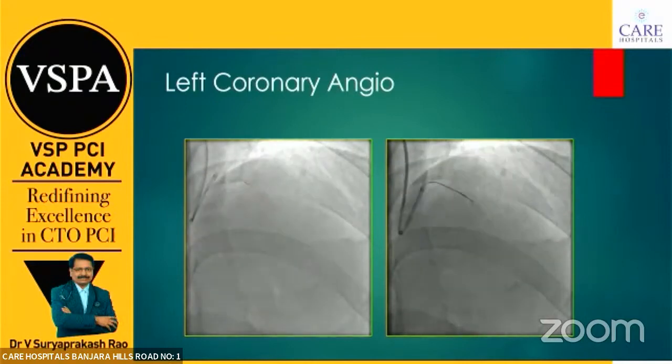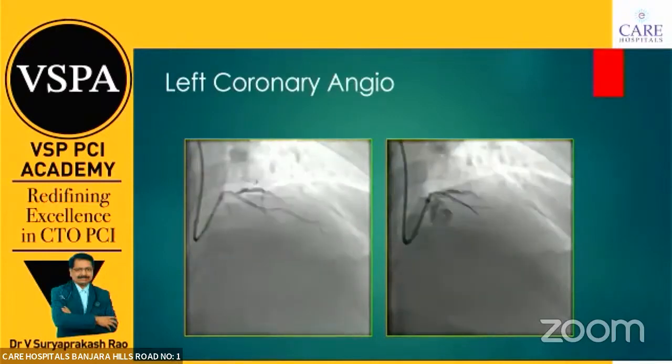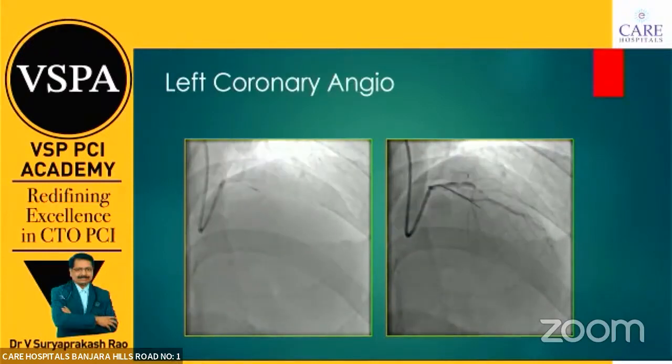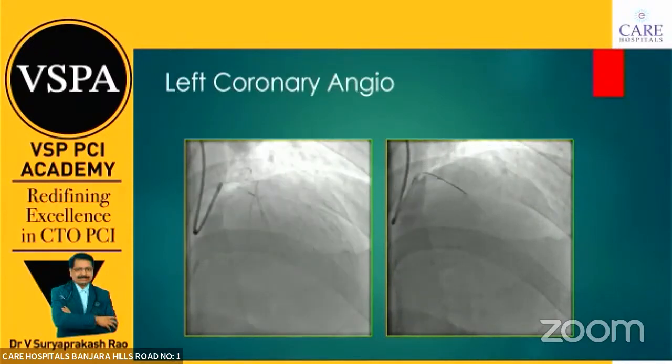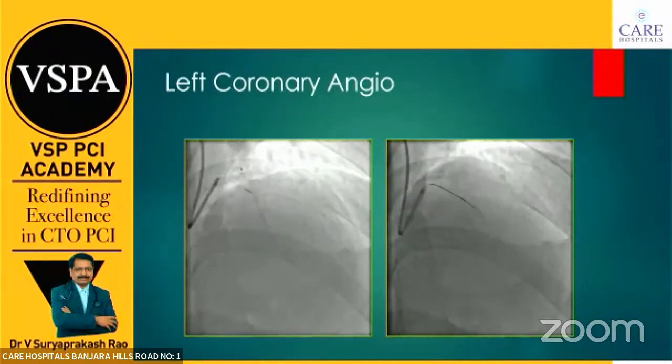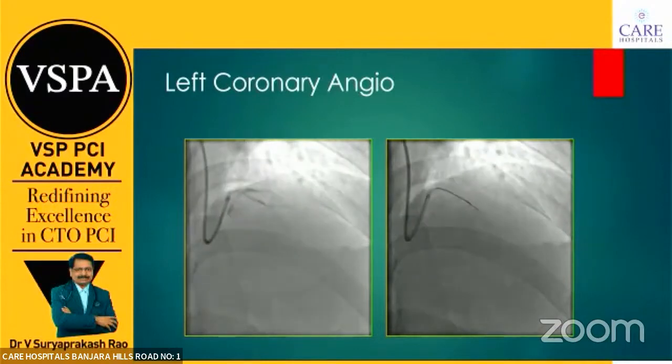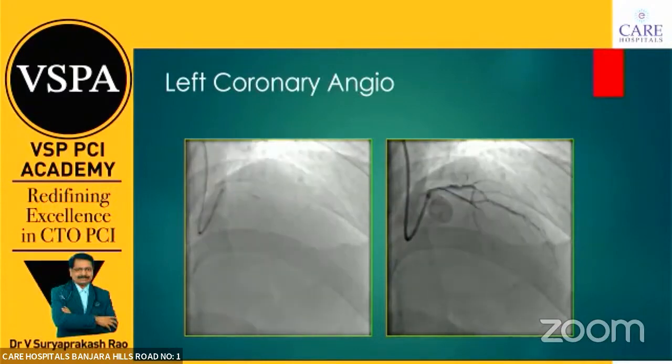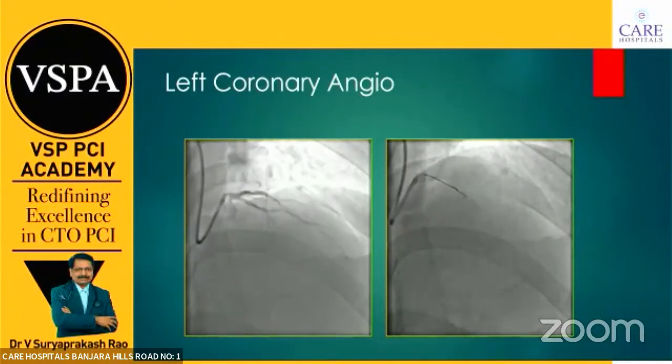Once again, this gentleman also did not have good collateral from the contralateral approach. So that's why we did not take a dual coronary angio. So there were no collaterals at all. So we used the same microcatheter, the same Caravel microcatheter.